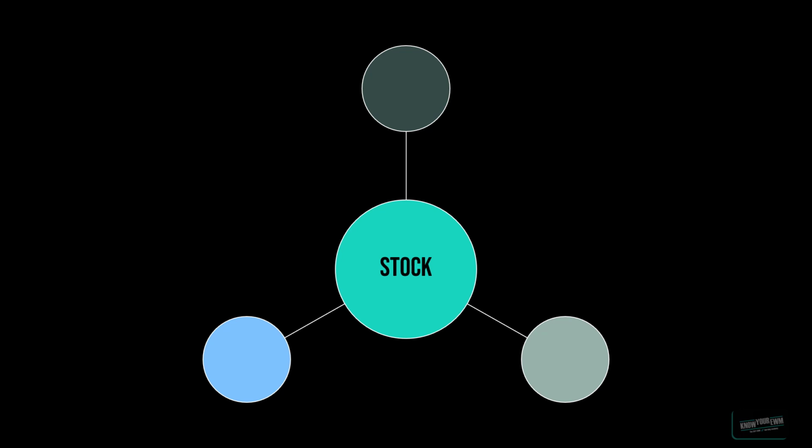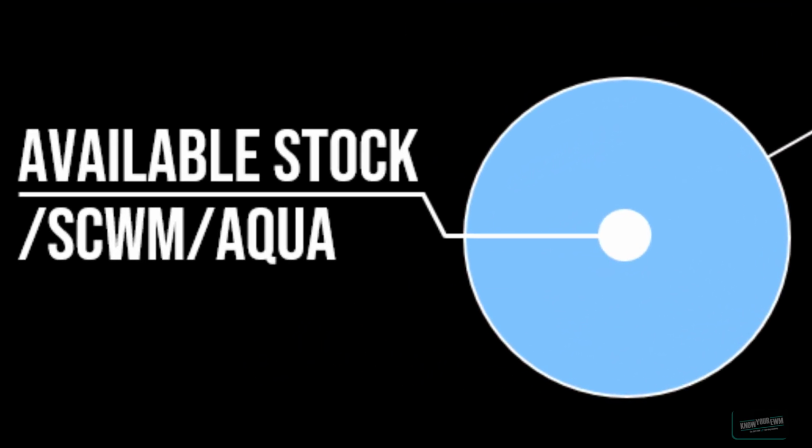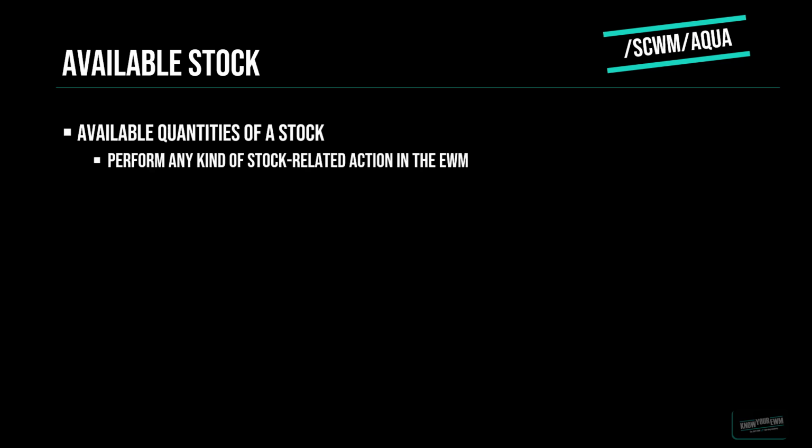Obviously, as we always tell you, there are more tables involved, but we always try to explain the most important ones. So let us have a look. The first table we are going to have a look at is the so-called available stock. The table for this stock is the following. This table holds entries and the respective quantities available for any kind of action in the EWM. Like for example the quantity of a product on a bin you could create warehouse tasks for.